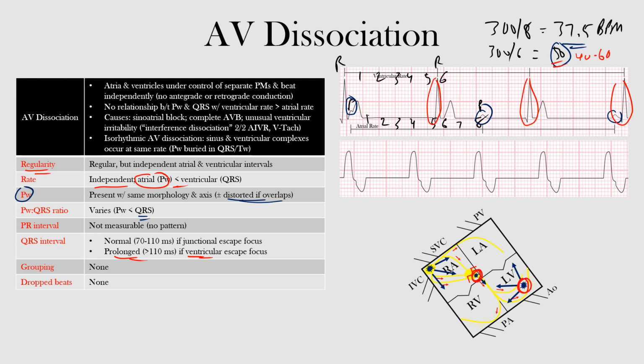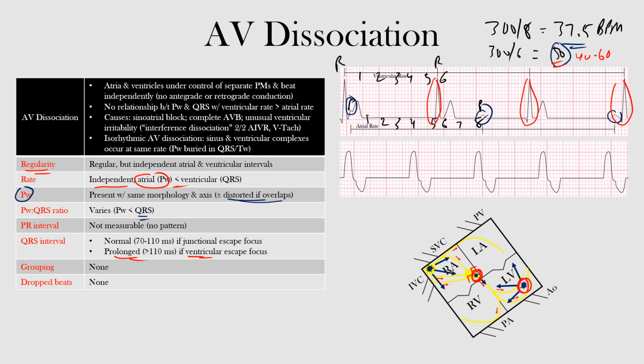Now, there's also something called isorhythmic AV dissociation. In such cases, there's AV dissociation with sinus and ventricular complexes occurring at the same rate. That is isorhythmic, occurring at the same rate, okay? So iso meaning the same, rate or rhythm, okay? And therefore, the sinus P waves may be buried within the QRS complex or T wave.